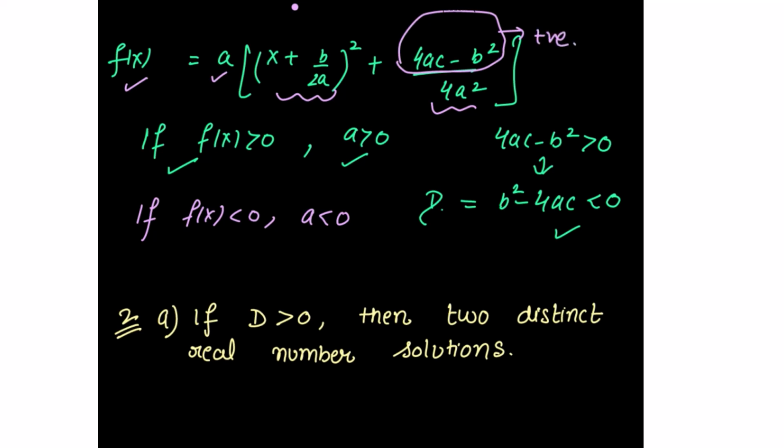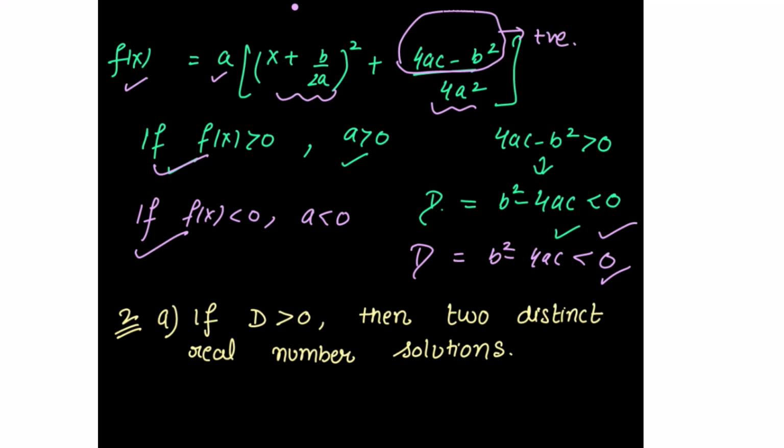This numerator should be positive, then only we can get the right hand side to be completely negative, because we are saying a is negative for f(x) to be strictly negative, right? So 4ac minus b square positive means, again, the discriminant b square minus 4ac should be negative. So in both these cases, the discriminant should be negative, but a should be positive or negative according to f(x) being positive or negative, right?